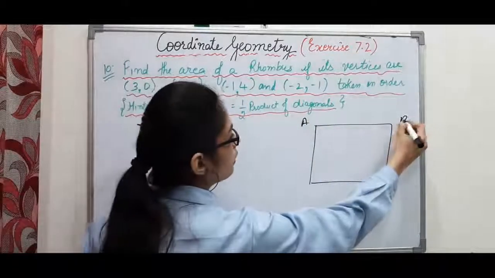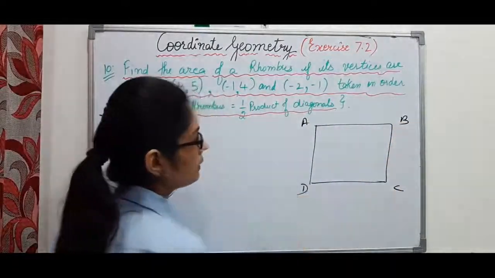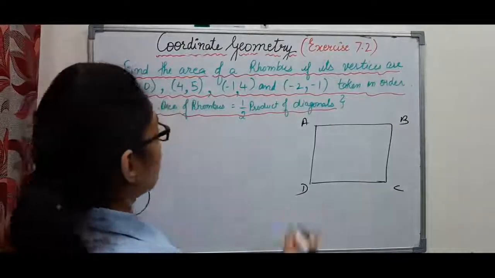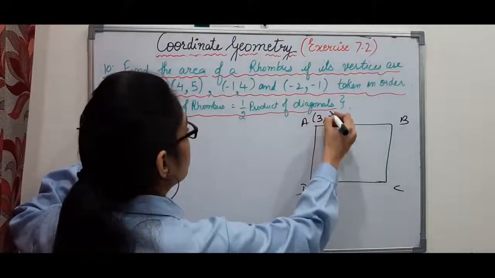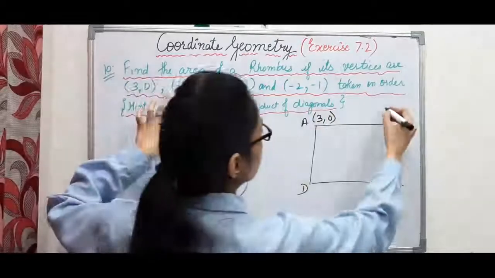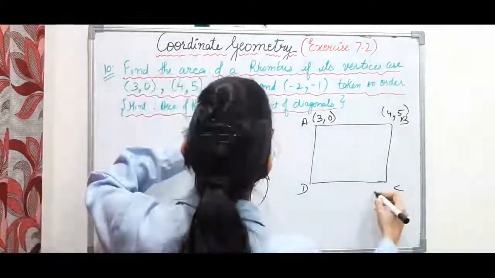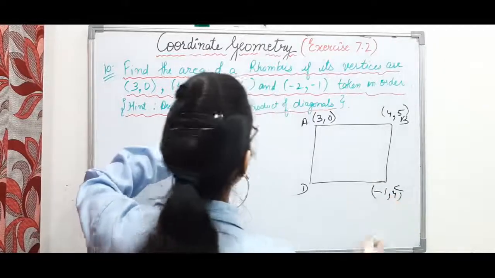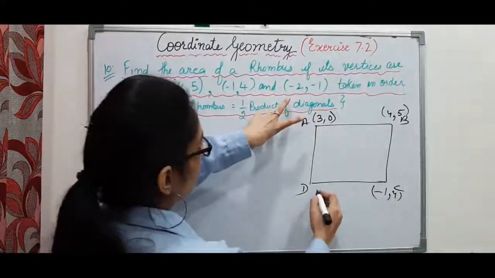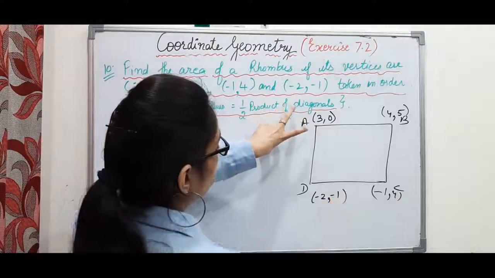So we'll give the vertices the names A, B, C, D. A we will mark as (3, 0), B is (4, 5), the coordinates of C are (-1, 4), and the coordinates of D are (-2, -1).